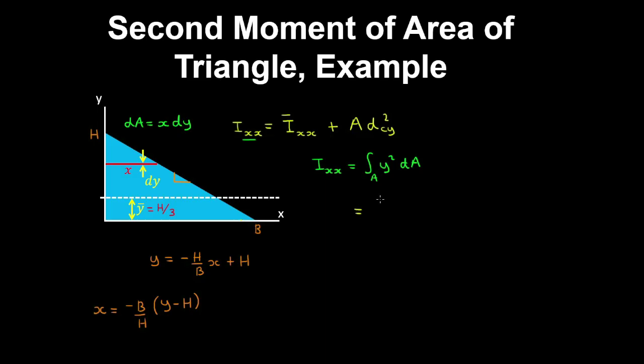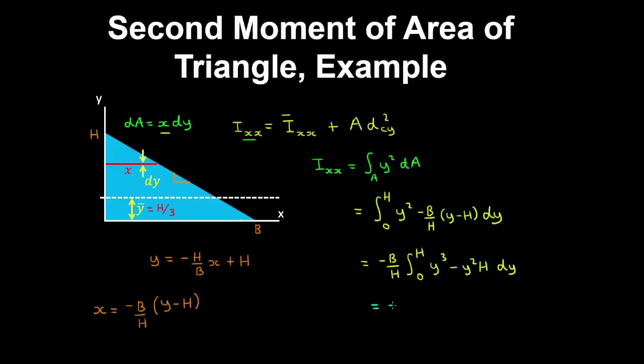And therefore we can rewrite the second moment of area as an integral from 0 to the height of the triangle, and we have y squared dA, which is x, or minus b on h, times y minus h, dy. And now we can simplify this integral by taking the constant outside. So we have the integral from 0 to h of y cubed minus y squared h, and we integrate this over y.